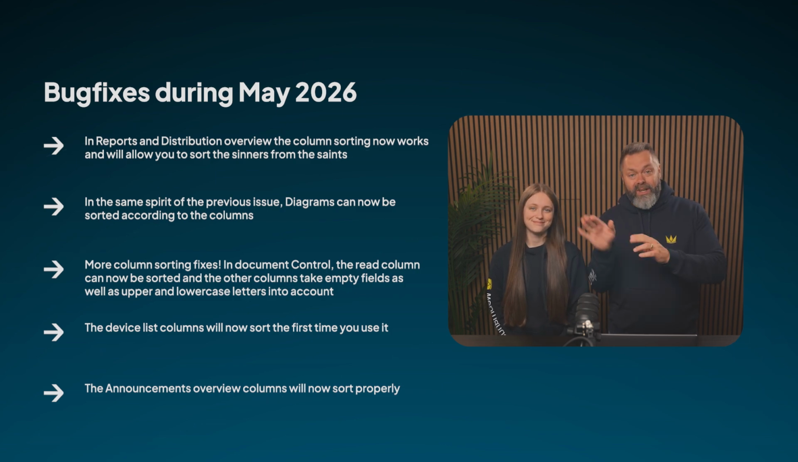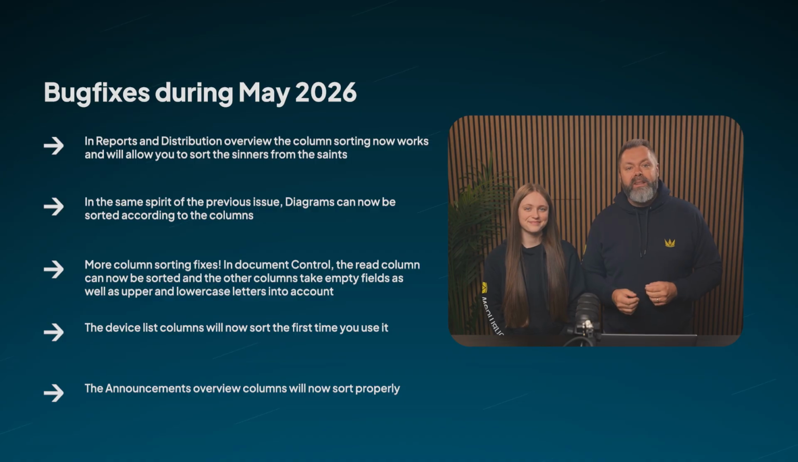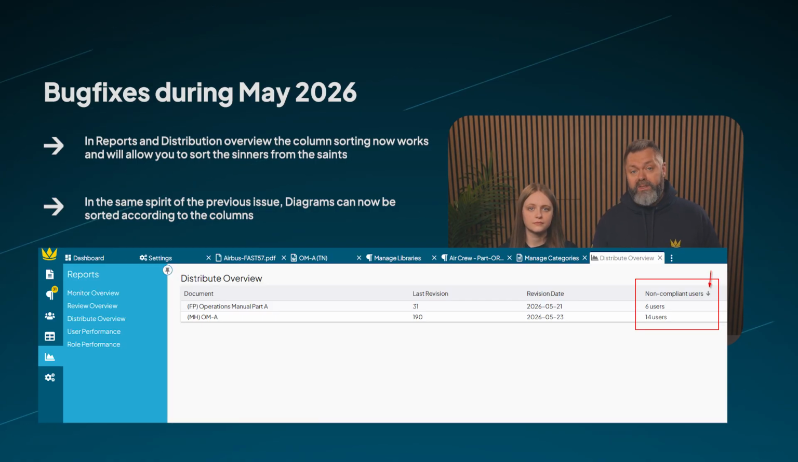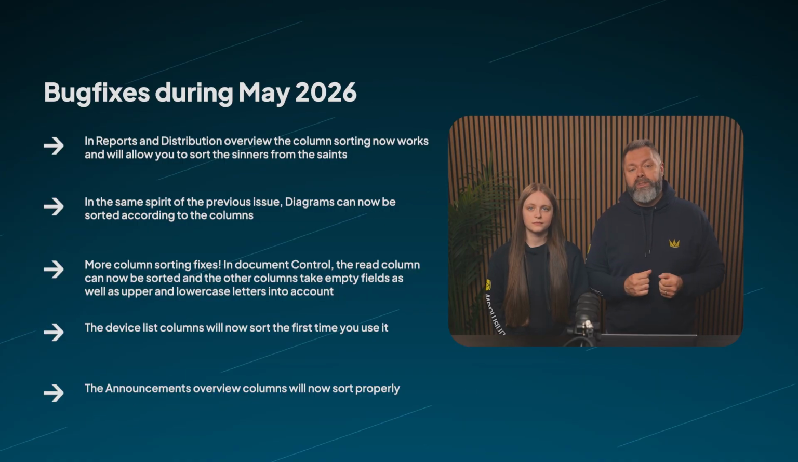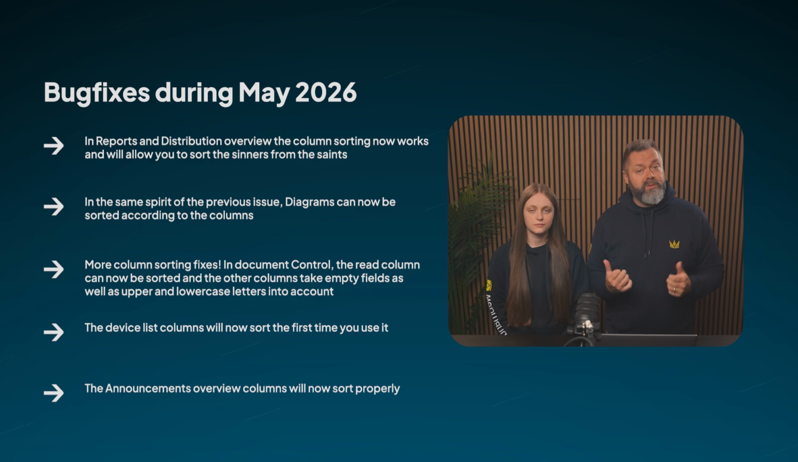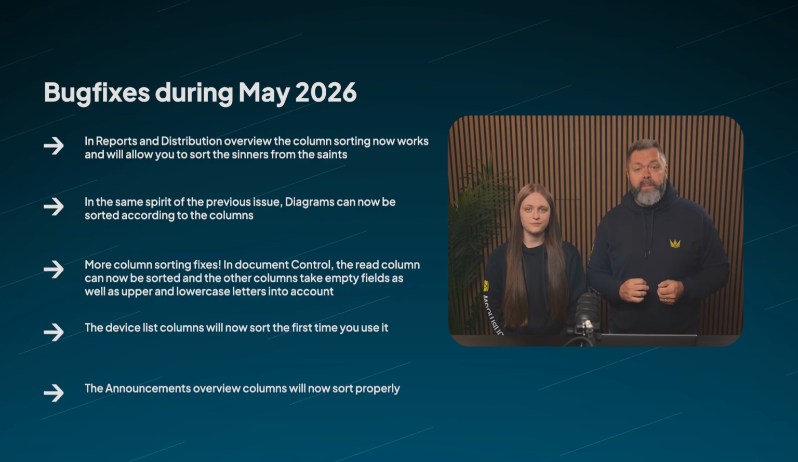In reports underneath the distribution overview, the column sorting will work. So now you will actually be able to see who read their documents and who did not. So you'll be able to sort your saints from the sinners, so to speak. And in the same spirit of this, the diagrams can now also be sorted on their columns. They couldn't before. So under modules and diagrams, you'll now be able to sort on the columns, which is very nice.